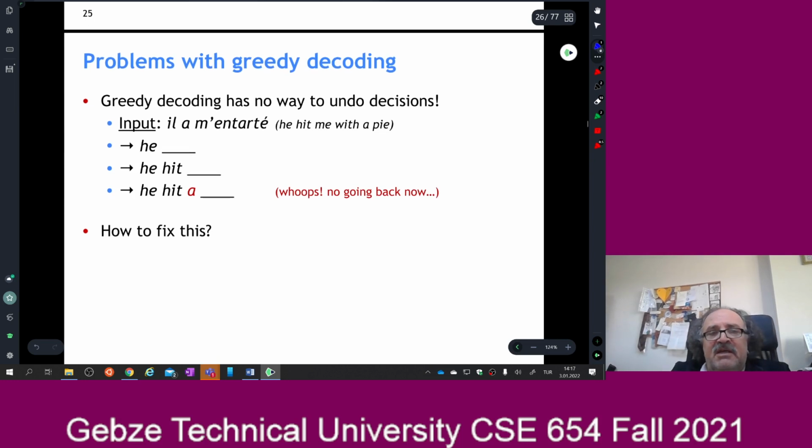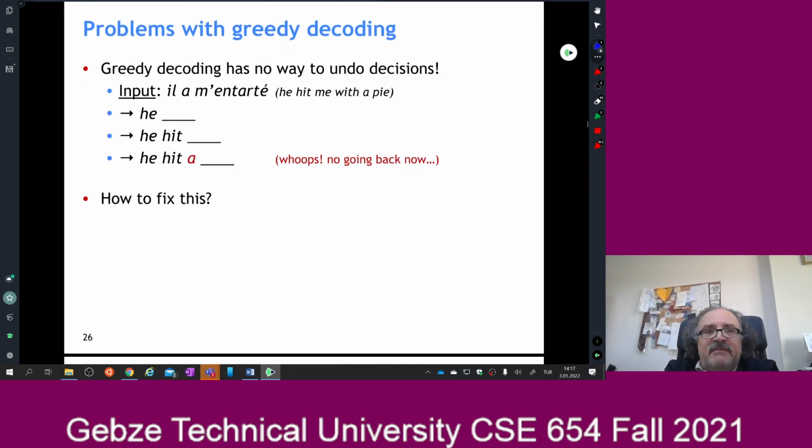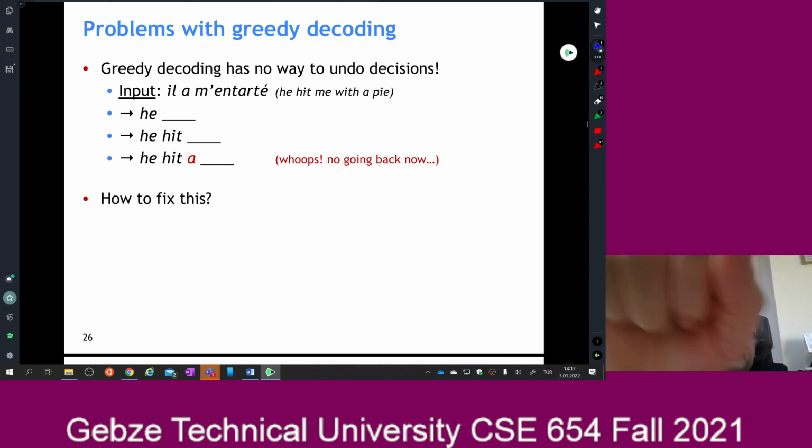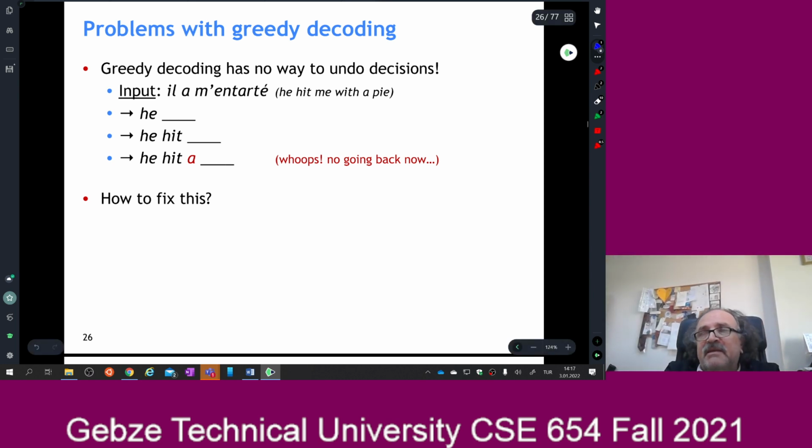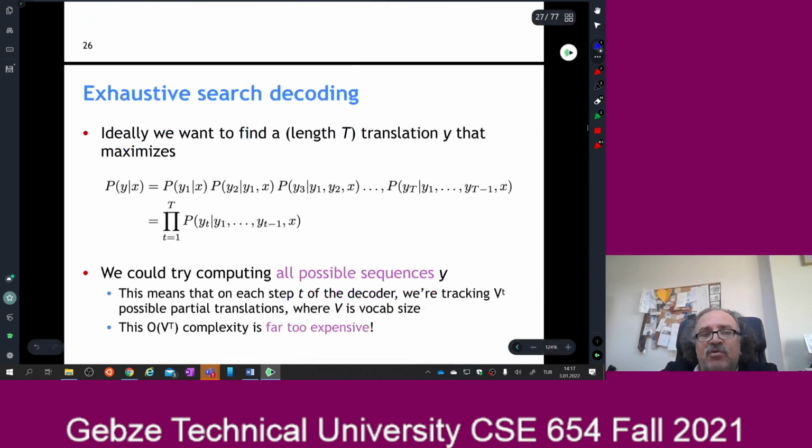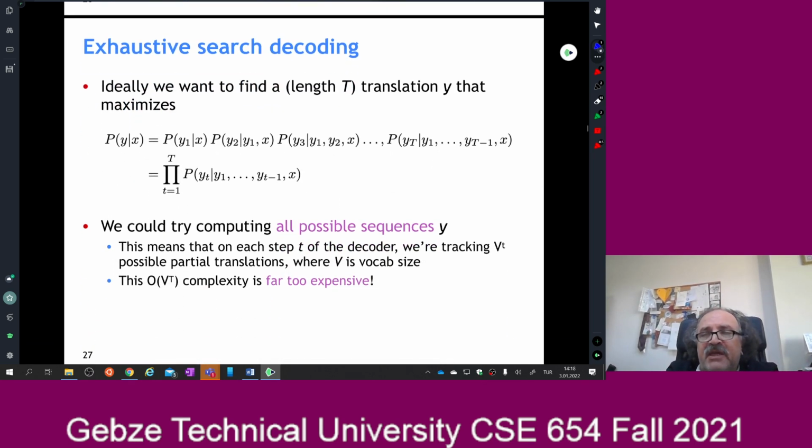That's what we are going to do. Here's one example. If I produce he at the beginning, which has the highest probability, then hit is another highest probability, and so on, but then the next one may be a very low probability one. Maybe I should go back and produce another one, the next high probability, but I cannot go back. That's the problem with greedy decoding. So what are we going to do? We are going to do some clever stuff.